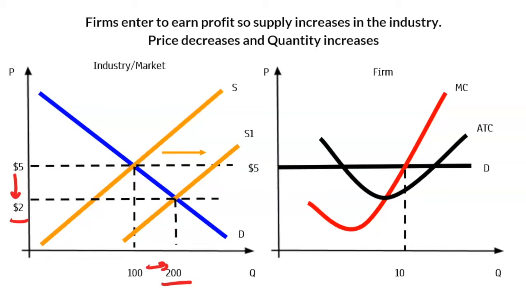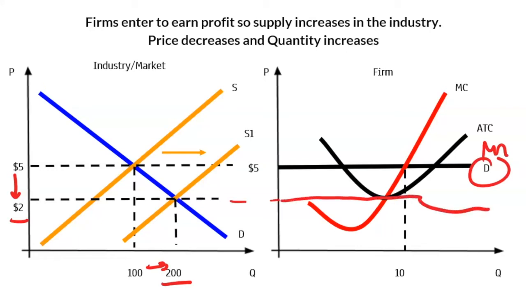Well, then how does that impact our firm graph here? Remember, we said in our last video that firms are price takers. They can't set their own price because if they set it too high, no one's going to buy from them because they all sell identical, perfectly substitutable products, and they're not going to lower their price because they can make more profit by taking what the market gives them. So if our market industry price changed from $5 to $2, what should happen to our demand or really our marginal revenue curve? Well, here, it's just going to be at this $2 mark.